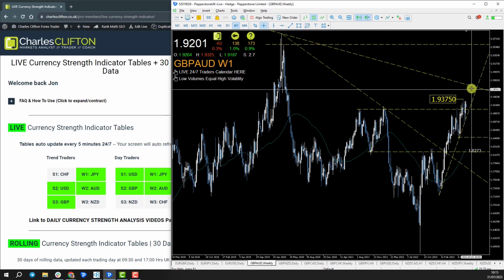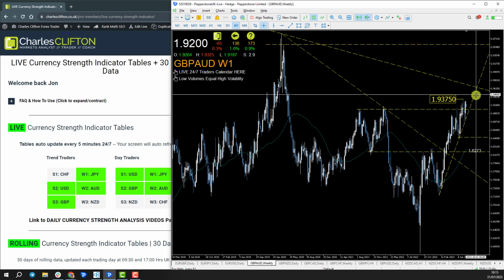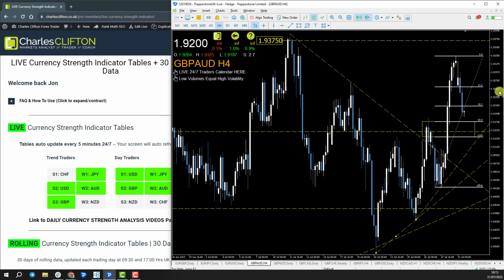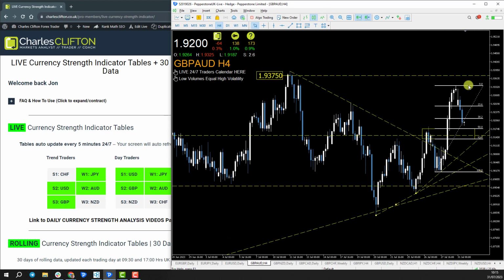We do have trendline resistance, so the 196.50, 197 could be an area where price runs up into. But I do quite like the fact that we've got this weekly bullish close, we've got the 4 hour making higher highs, higher lows, and we've got all these confluences down in this area here.